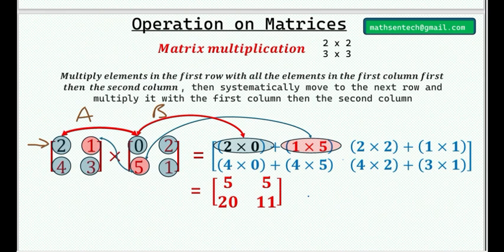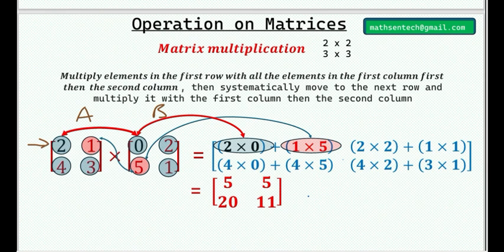Okay, systematically. So how do you do that? You start with 2 times 0, as shown by the red arrows, plus 1 times 5 as shown right there. So after you're done now with the first row and the first column in matrix B, now again you're still on the first row, then go to the first row and now the second column in matrix B. So that's going to give you 2 times 2 plus 1 times 1.